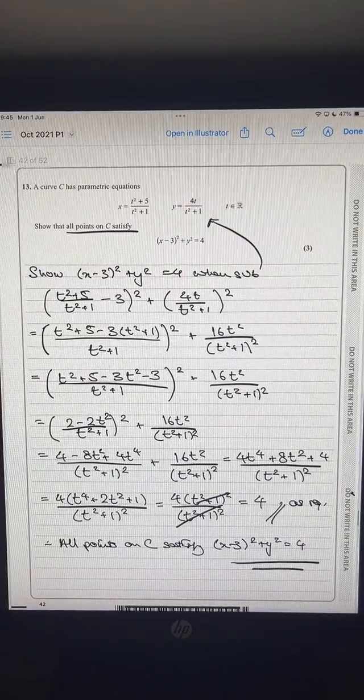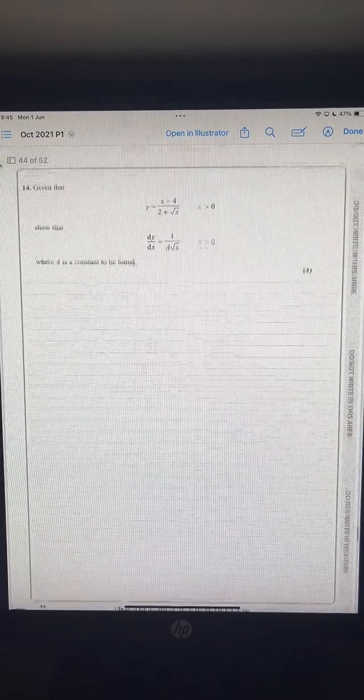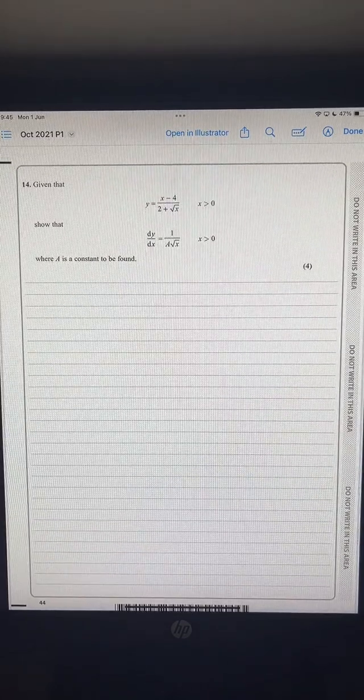So this one, pretty nice question. It is only 3 marks, but not too bad because we're just substituting it around. Hopefully that makes sense to everyone. And we are going to swiftly move on to question 14.